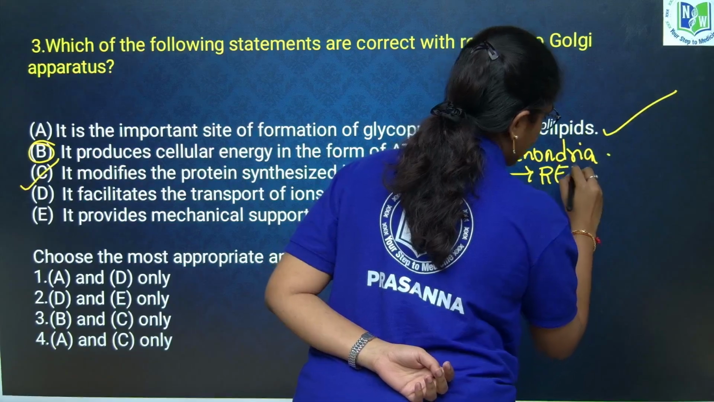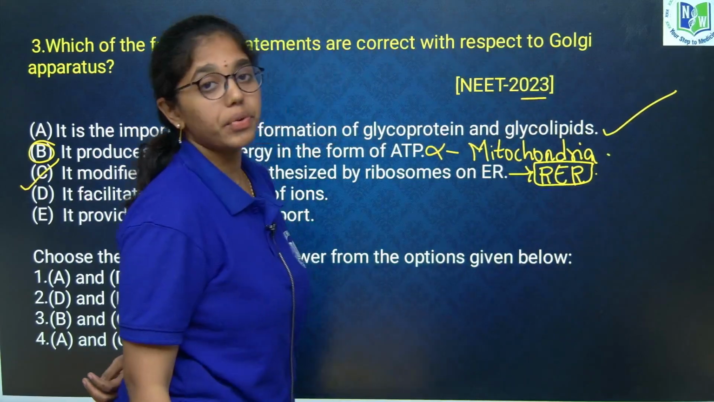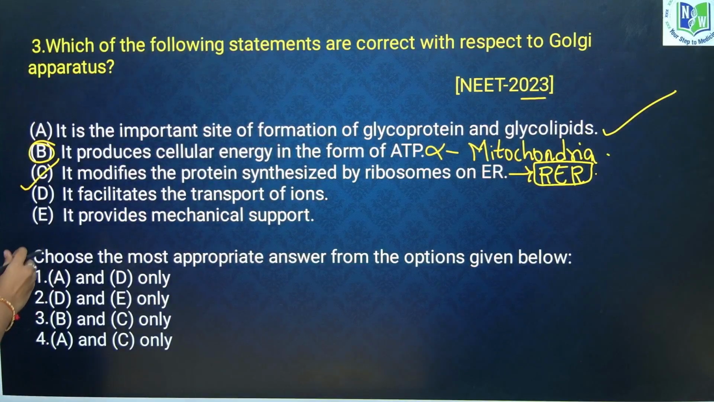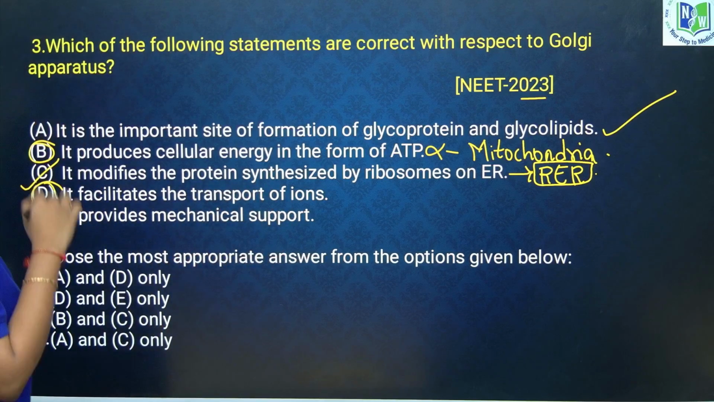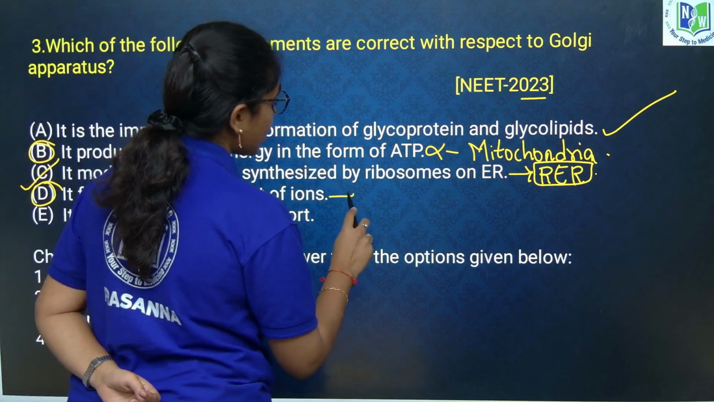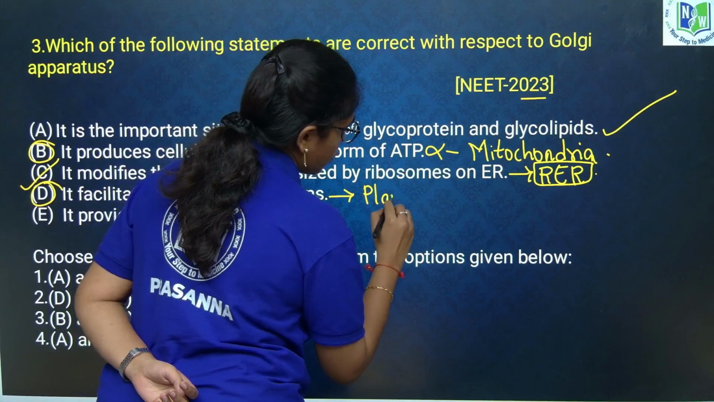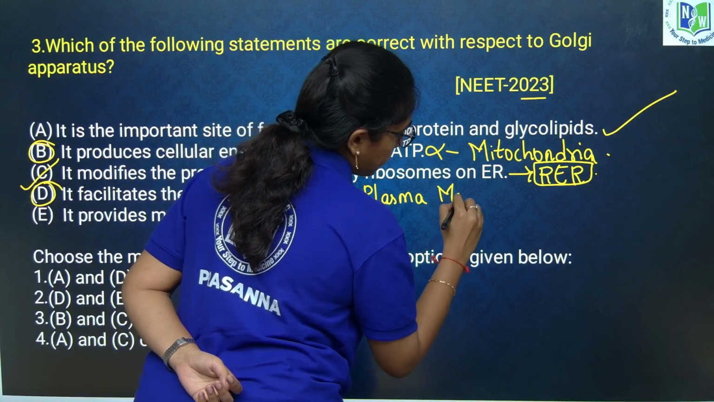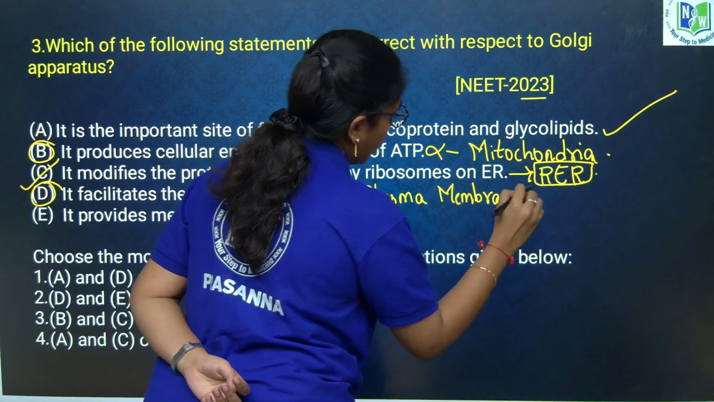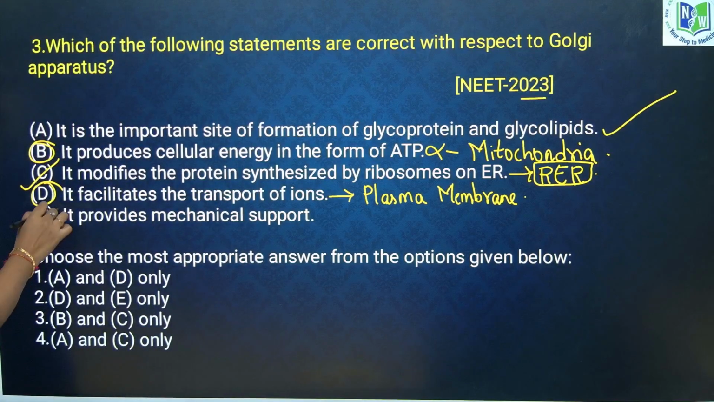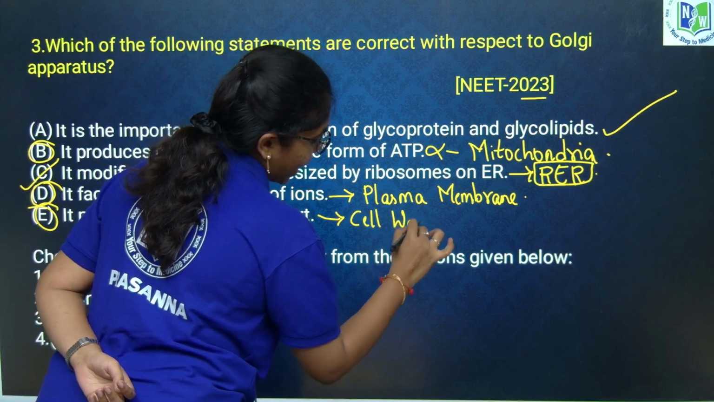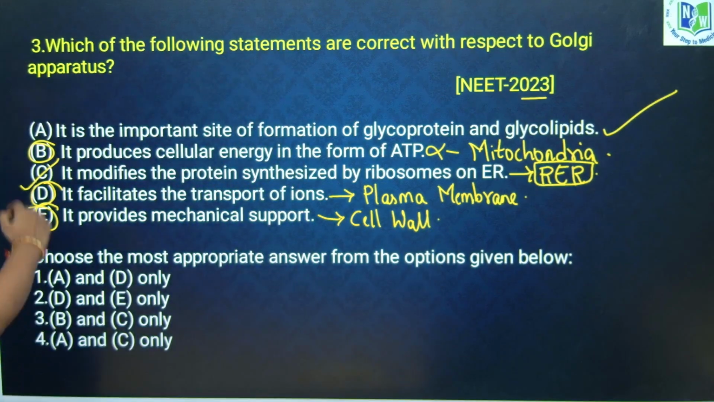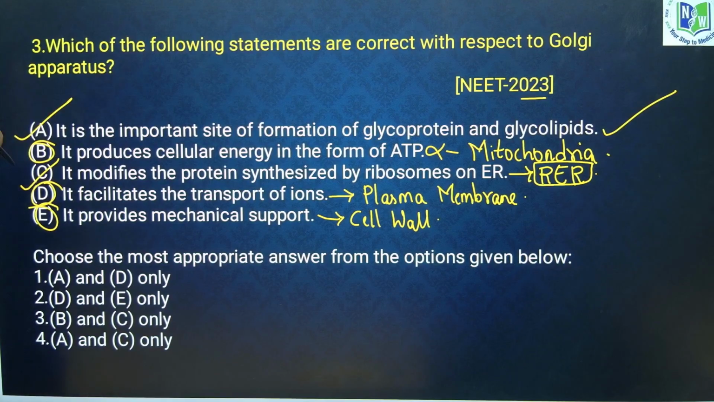Ribosomes on ER means he is speaking about rough endoplasmic reticulum. C is correct. It facilitates the transport of ions. Wrong. Golgi will not facilitate the transport of ions. It is facilitated by plasma membrane. Next, it provides mechanical support. Wrong. Mechanical support is provided by the cell wall of plant cell, fungal cell and bacterial cell. So, what are the two options which are correct? A and C. So, your answer will be 4.